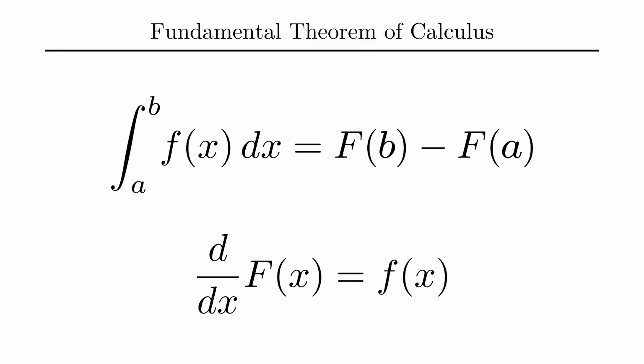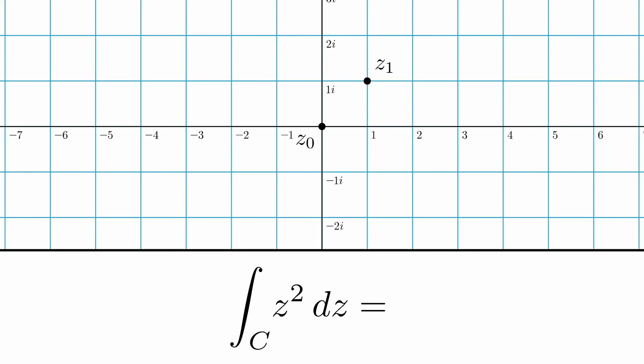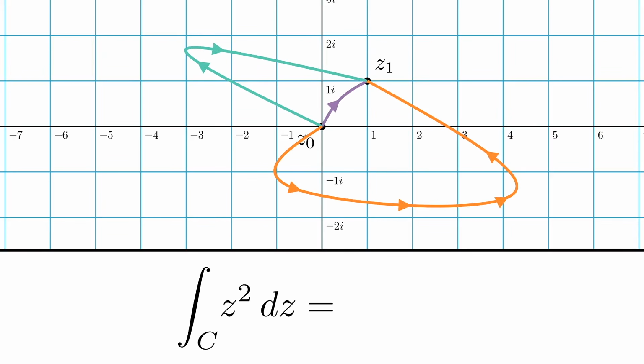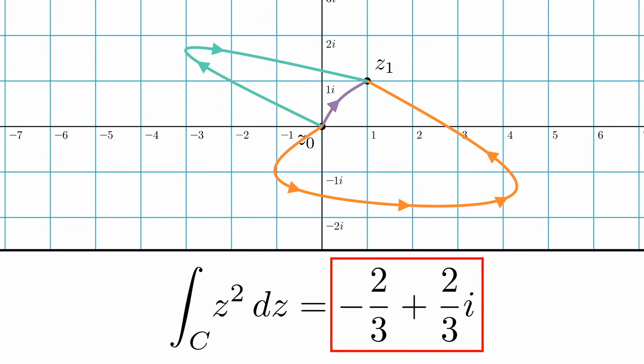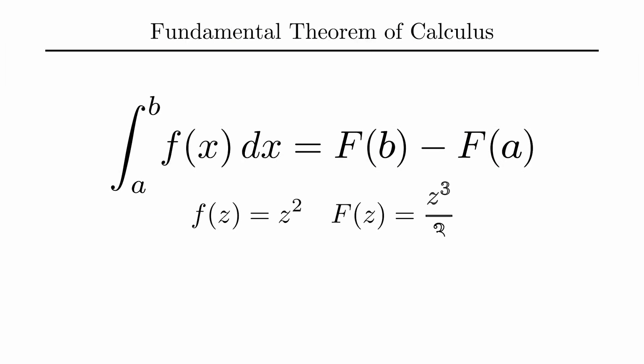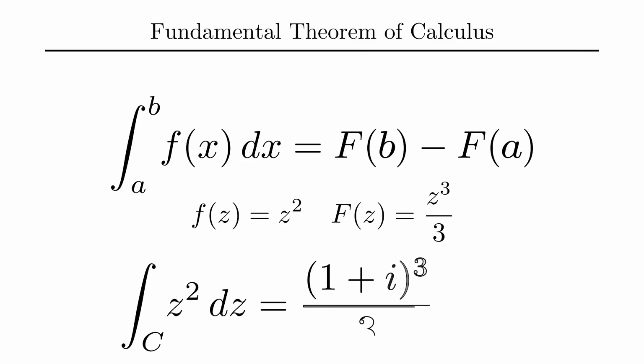Let's flash back to an example I showed on the screen earlier, where here we're integrating the function z squared from 0 to 1 plus i along these paths, and we got that the value of the integral along each of these paths was -2/3 plus 2/3 i. If we take the antiderivative z cubed over 3 of z squared and blindly apply the fundamental theorem of calculus, what we would get was that the value of this integral should be (1 plus i) cubed over 3 minus 0 cubed over 3. And indeed, this simplifies exactly to our answer.